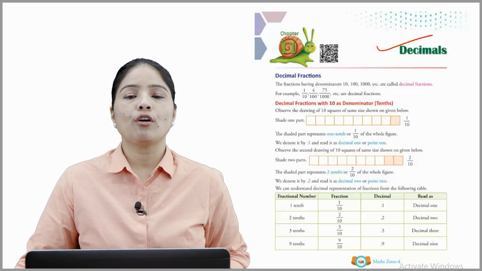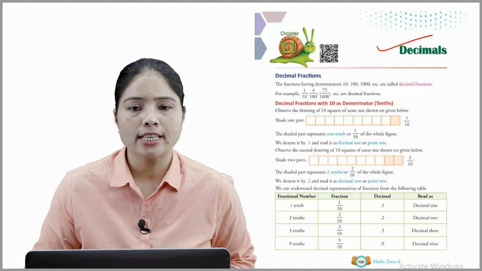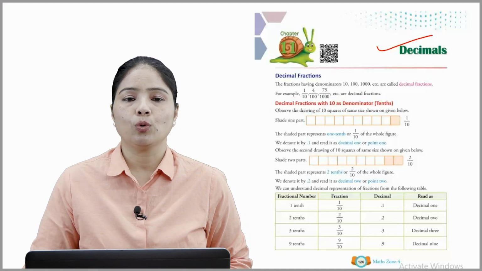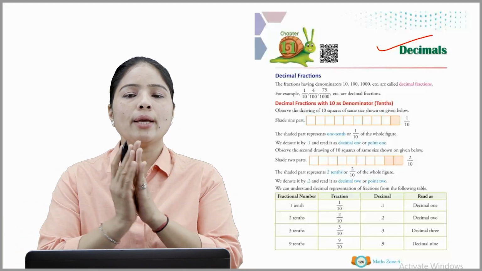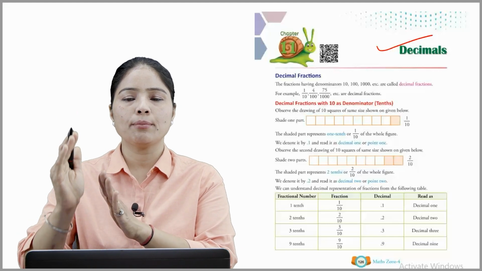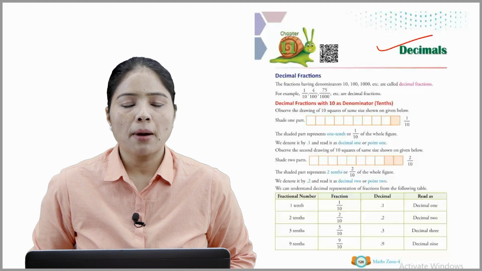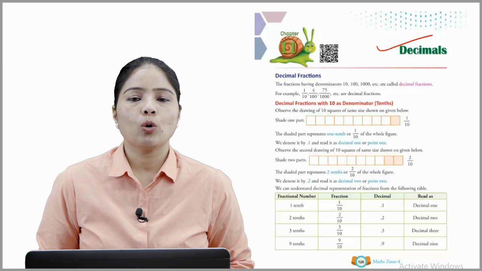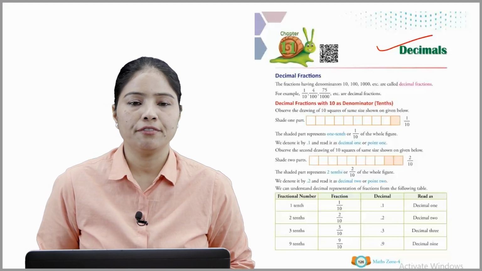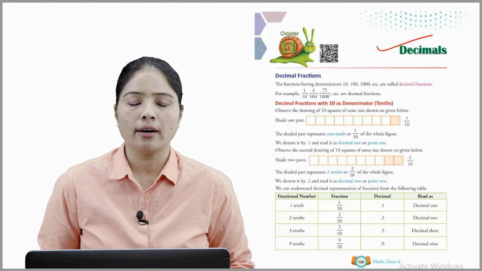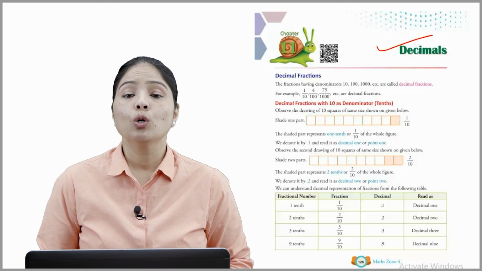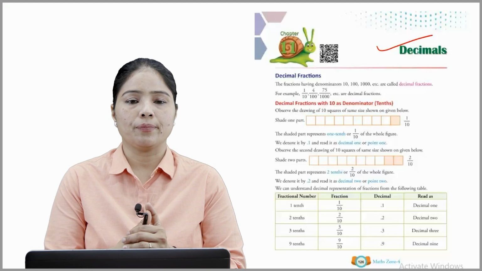Observe the drawing of 10 squares of same size shown given below. Shade one part. So here it is 1 by 10. So 10 में से 1 shade हो रखा है. The shaded part represents 1/10 of the whole figure. We denote it by 0.1 and read it as decimal 1 or 0.1.